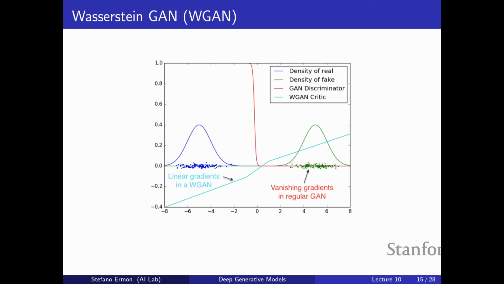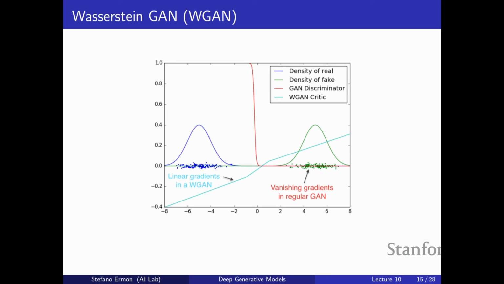The discriminator will do a very good job at distinguishing between the blue samples and the green samples, and it will be a sigmoid, but it's extremely steep. Basically everything to the left here will be classified as real, everything to the right will be classified as fake, but it's almost entirely flat. So when you update the generator to try to fool the discriminator, you don't get a whole lot of signal in terms of which direction you should move these data points.